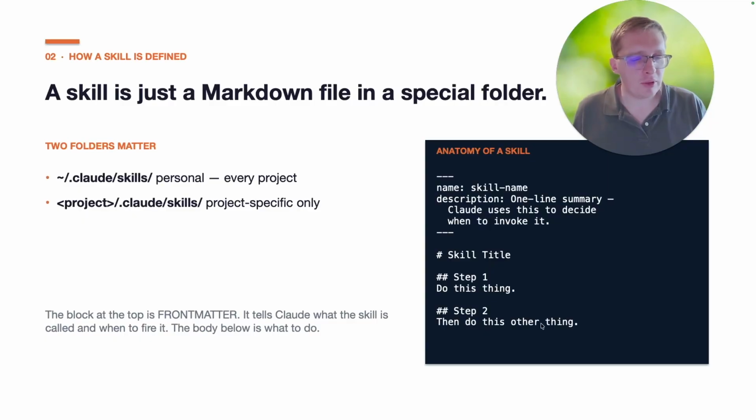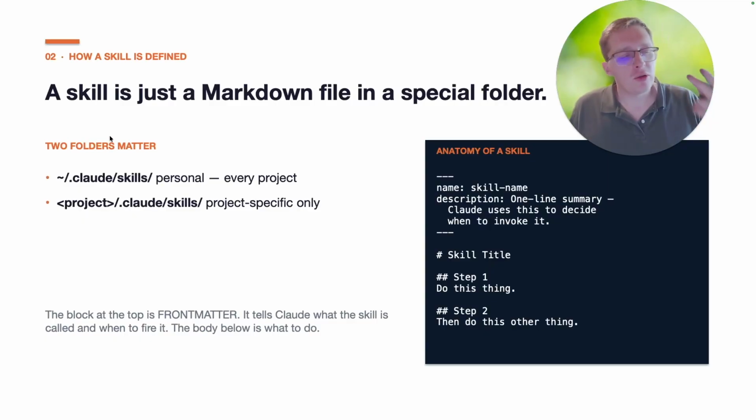Here's an example of one, the anatomy of a skill. So you have the skill name and the description. Claude uses this to decide when to invoke it. Okay. And then you can see a hashtag is the format for the skill title, a double hashtag is a step, and then the instruction. Double hashtag is the next step, do this other thing, right?